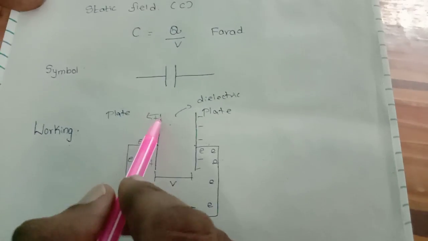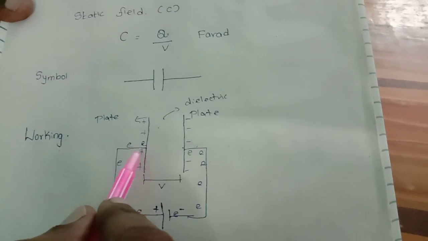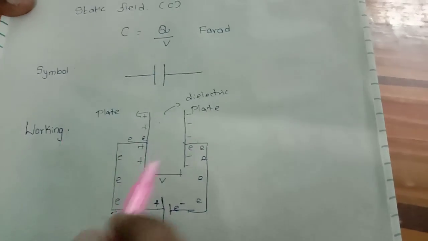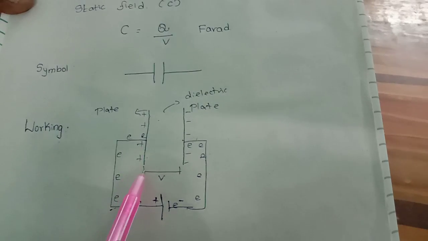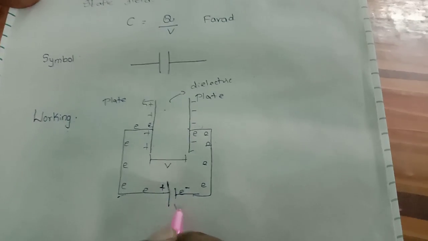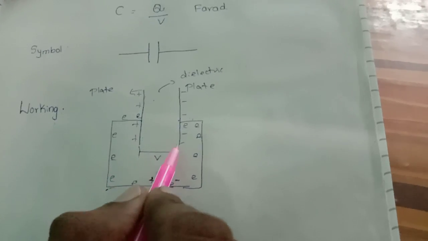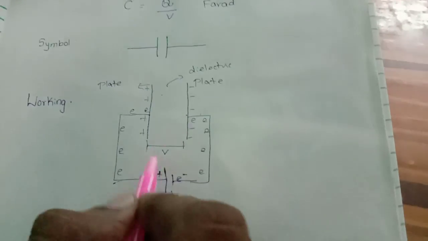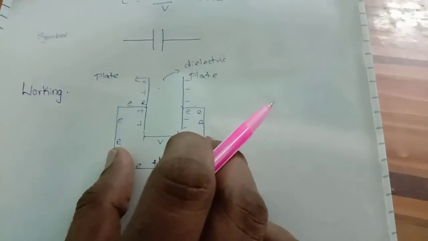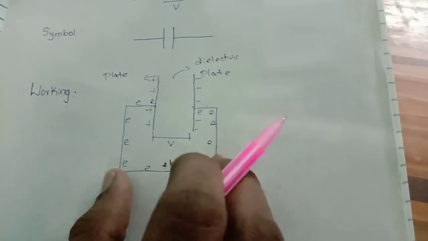The reason is, since this is a metal composed of free electrons, once I give a supply, the electrons tend to move from one plate to the other plate. Automatically, more positive charge is deposited on one plate and more negative on the other. Once this battery voltage V is equal to the voltage across the capacitor, there will not be any flow of current. The capacitor is charged. So the main purpose of a capacitor is to store energy in the form of an electrostatic field.